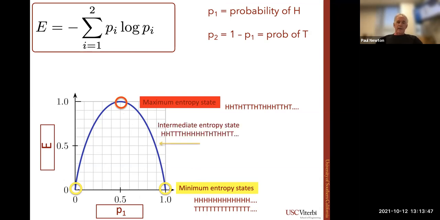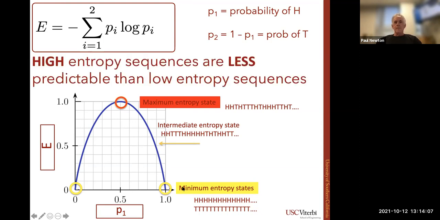But somewhere in between, where you have an unfair coin and the probability of heads is somewhere between 0 and 1 but not 0.5, you're going to have some string of H's and T's, and that's going to be some intermediate entropy state, less than the maximum but more than the minimum. The point I want to make is that high entropy sequences, the one up here, are less predictable than the low entropy sequences. So that's a nice scalar quantity that allows you to characterize that quantitatively.